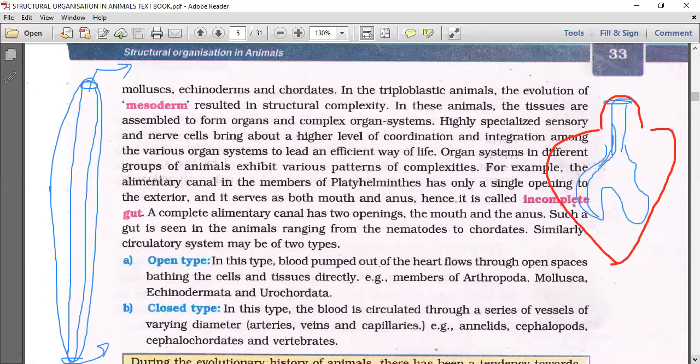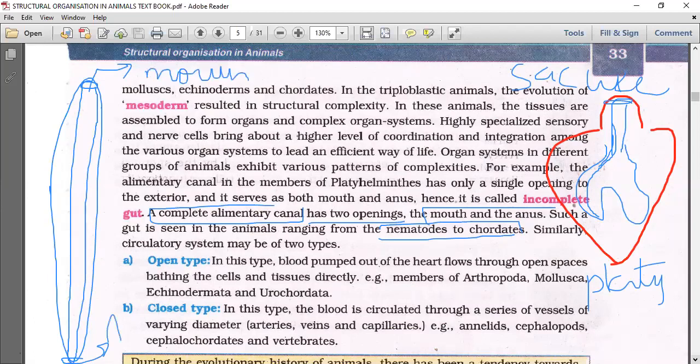So we have some names here: incomplete gut and complete gut. In phylum Platyhelminthes, a sac-like gut is present. We say this as sac-like gut. Then from nematode to chordates, a tube-like gut is present. Complete alimentary canal is present with two openings, with the mouth, and this is the mouth and this is the anus. So both mouth and anus, complete alimentary canal, we can say.